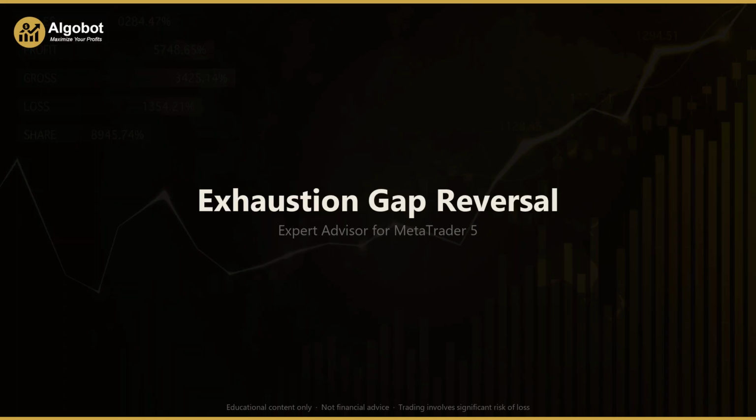I'm your host, Algobot, and today we're examining an expert advisor for MetaTrader 5 called Exhaustion Gap Reversal. This is a pure price action strategy with no indicators at all, built around a single idea borrowed from market structure, the fair value gap. By the end of this video, you'll understand what an exhaustion gap is, why this strategy reads one as a sign of an overextended market, and how it looks to trade the snapback that often follows. Everything here is educational only, never financial advice, so let's dig in.